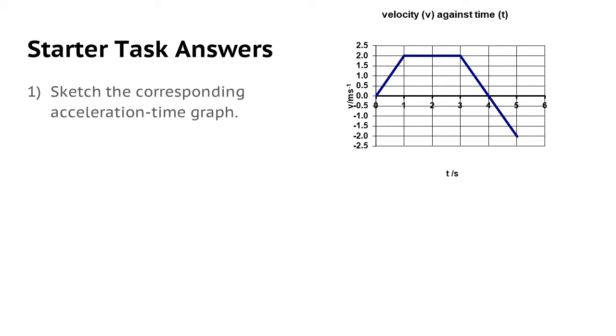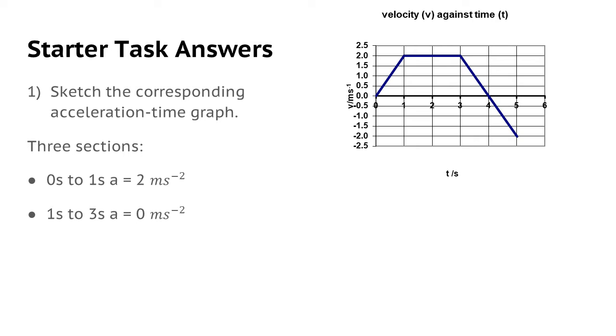Okay, sketching the corresponding acceleration time graph. Well, again, going back to previous lessons, and in fact back to National 5 as well, acceleration is given by the gradient of the graph. There are 3 sections to this graph. We've got the first section between 0 to 1 seconds, and the acceleration here, if you work it out, is 2 meters per second squared.